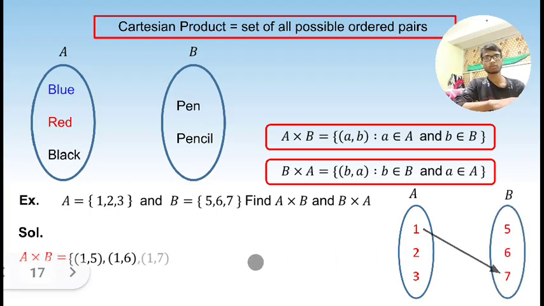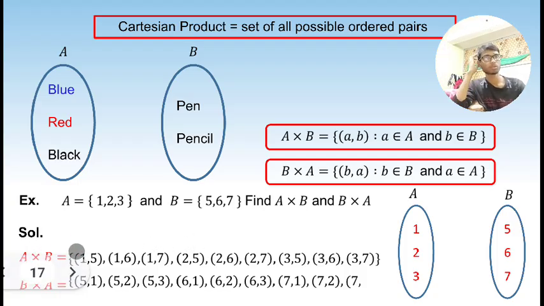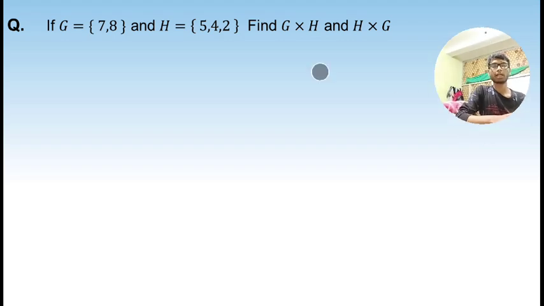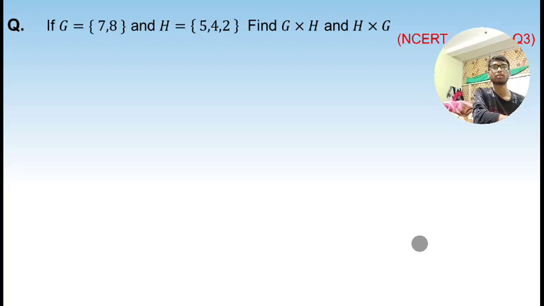Here you can see these are ordered pairs. So the Cartesian product of these sets A multiply B will be these, and the Cartesian product of B multiply A would be these. If G is 7 comma 8, and H is 5 comma 4, here G is a set and H is a set. So find the Cartesian product of G and H, then the Cartesian product of H multiply G. So we are able to find it.